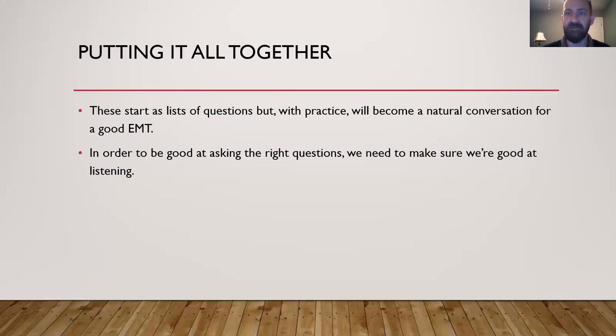Okay, great. So that's an overview of OPQRST and SAMPLE questions. Make sure you've got good notes on that kind of stuff. We're going to be digging into this a little bit more in chapter 15, but we're going to start practicing now.